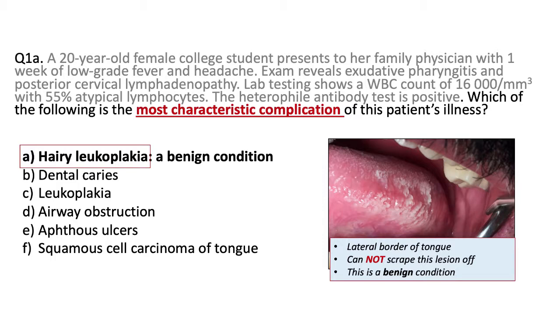Instead of asking the most likely cause, they could also ask about the most characteristic complication. In that case, the answer would be hairy leukoplakia, which is pictured and described in the graphic. Recall this is an oral manifestation of EBV infection and is a benign condition.